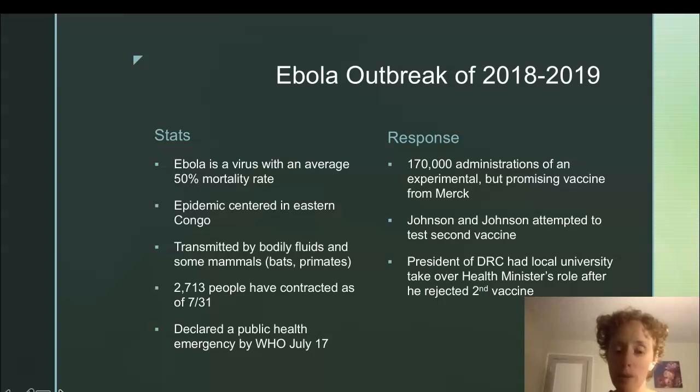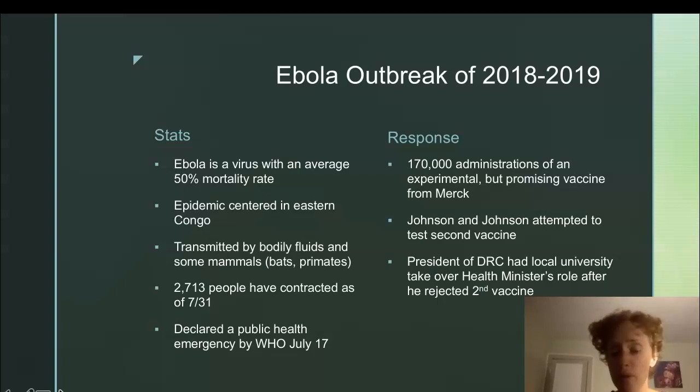It is transmitted by bodily fluids and some mammals, so bats and chimpanzees, and I've heard antelopes and porcupines. So just random bodily fluids of these animals, or if they bite you. And after somebody is treated, it's not cured, but if they're treated and they live, it can live in their semen and vaginal secretions. So sexual protection becomes really important.